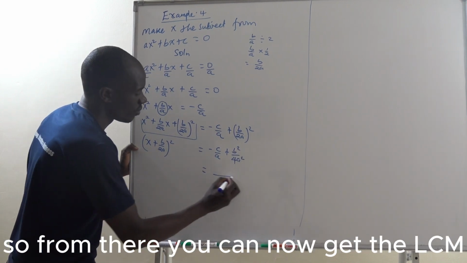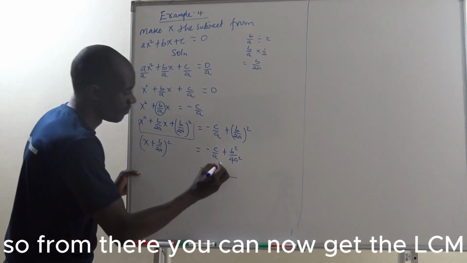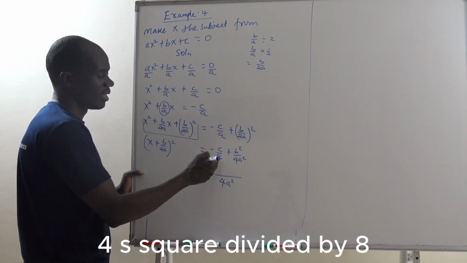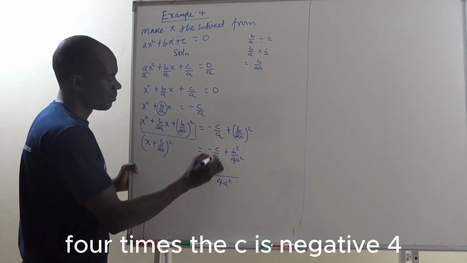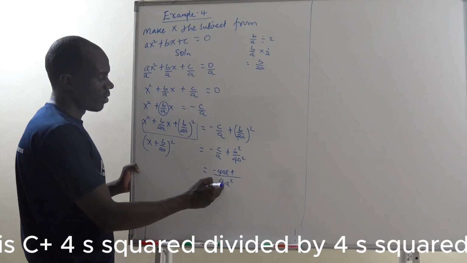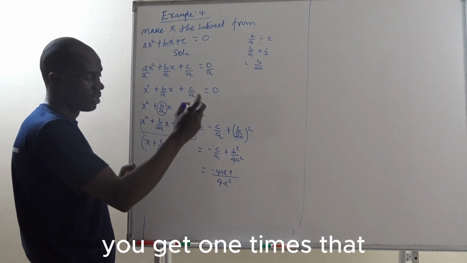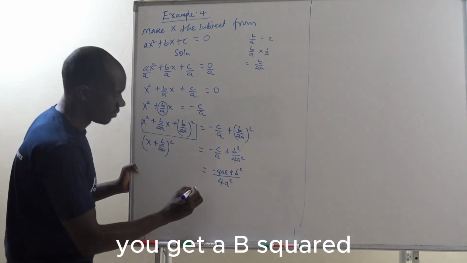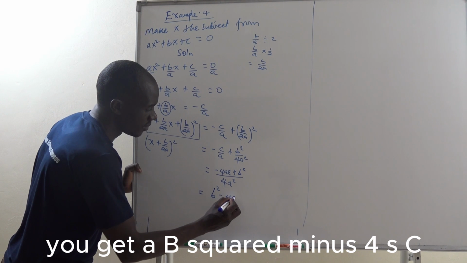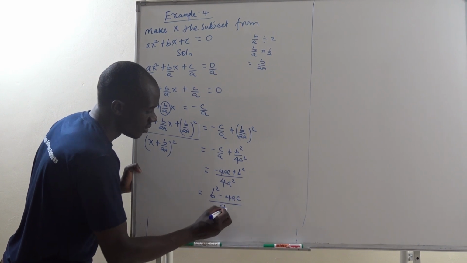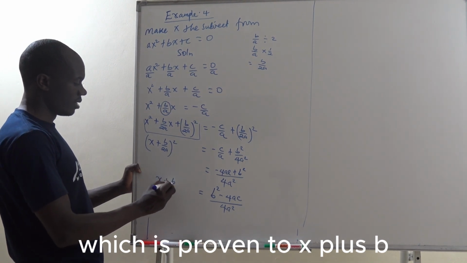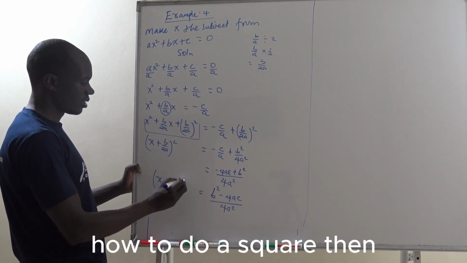So from there, we can now get the LCM. The LCM is 4a squared. 4a squared divided by a, you remain with 4a, times c, you get negative 4ac. Plus 4a squared divided by 4a squared, you get 1, times that, we get b squared. So this one becomes, rearranging it, b squared minus 4ac all over 4a squared, which is equivalent to x plus b out of 2a squared.